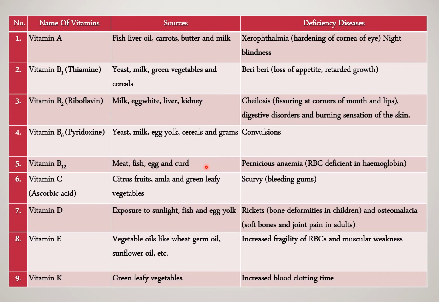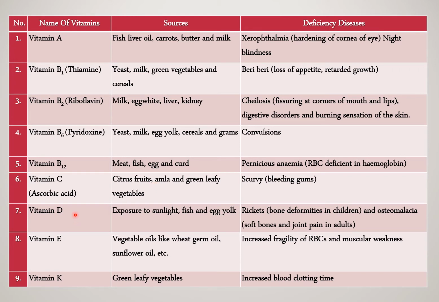The next vitamin is vitamin C, and if there's a deficiency of vitamin C, it causes scurvy, bleeding of gums. So gums will be bleeding even if you touch the gum. That is because of vitamin C deficiency. So how can I get vitamin C? From citrus fruits, from leafy vegetables, from amla, etc.